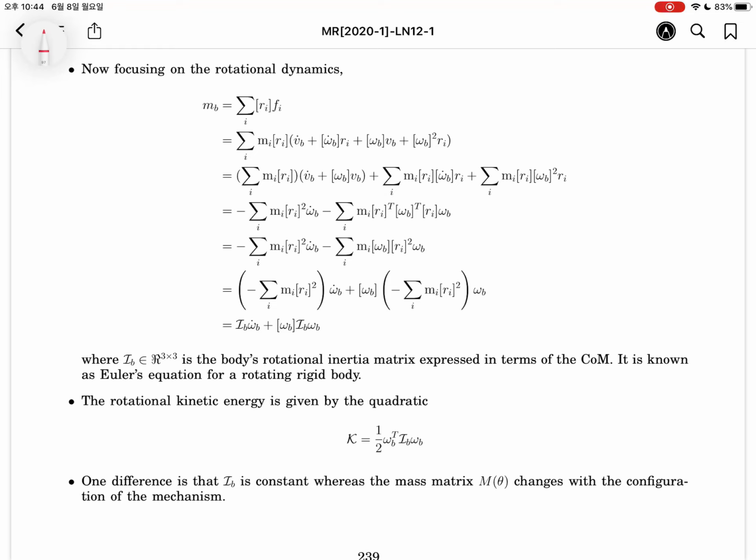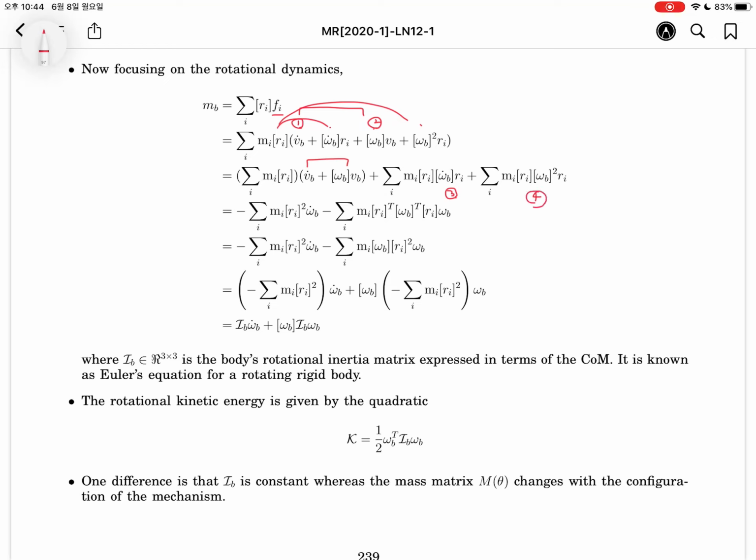Okay, let's focus on the rotational dynamics. R cross F is the moment. So Fi, in the previous section, Fi will be applied to here. Okay. As mentioned before, Fi has the four terms. 1, 2, 3, 4. Okay, the first and the third term are independent of the Ri. So let's collect these two vectors to here. Okay. And the third term and the fourth term appear like this.